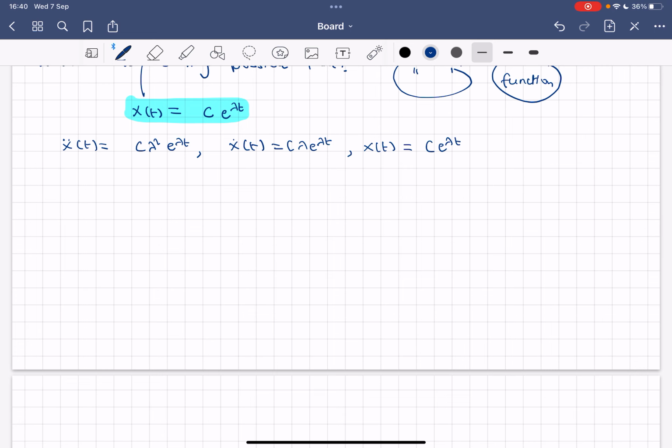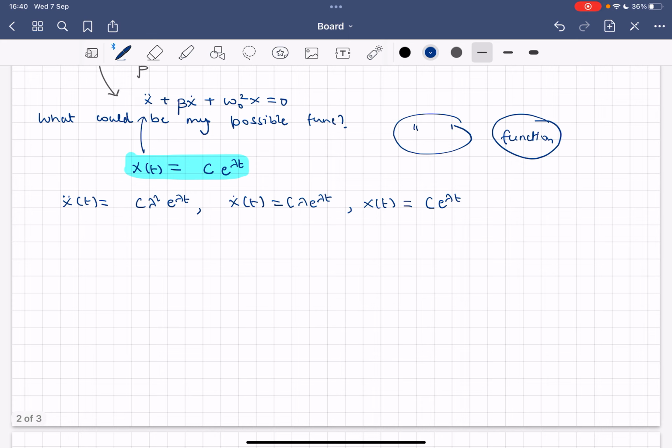And now let's put all these things into this differential equation, and what I will get is c lambda squared e to the power lambda t plus beta c lambda e to the power lambda t plus omega naught squared c e to the power lambda t equals 0. Now let's take out c e to the power lambda t as common. So c e to the power lambda t times lambda squared plus beta lambda plus omega naught squared has got to be 0.